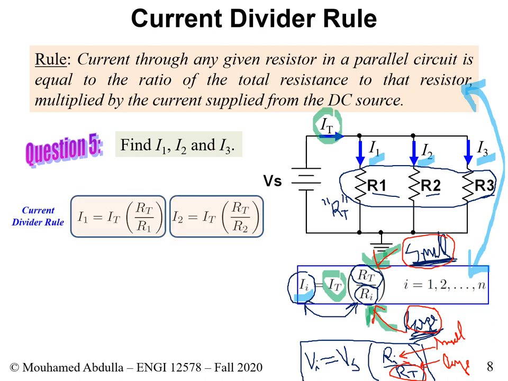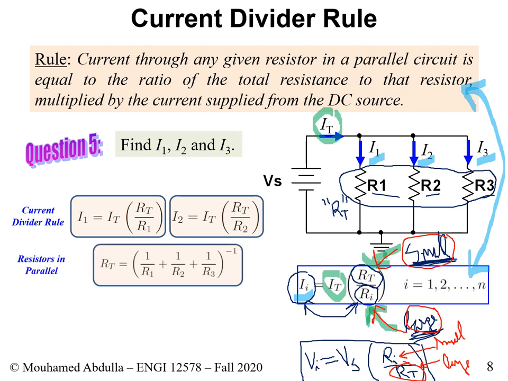So we could certainly use the current divider rule here to find I1. And if we do that, we just put I1 is equal to the I total, this one here. And we do a ratio of the total resistance, these three resistances. We find the total resistance, we put it on top, we put the specific resistor in the bottom. We do the same thing for the second one. We could do the same thing for the third one, but that would be a lot of work, it would be working too hard, right? So why work hard? We could work smart, right? So we could always find the third one using KCL.